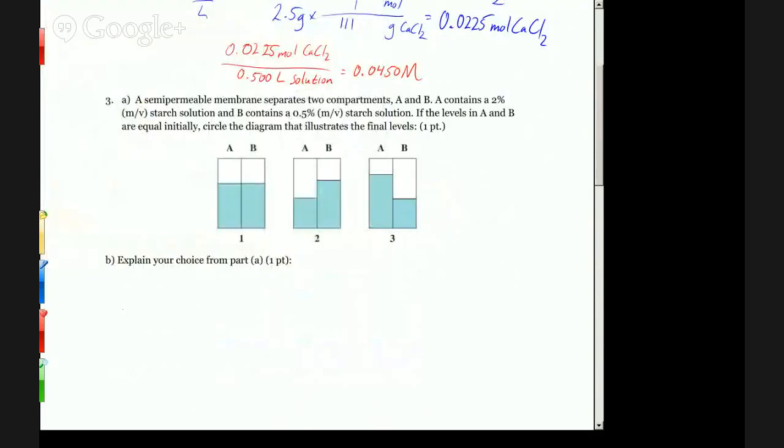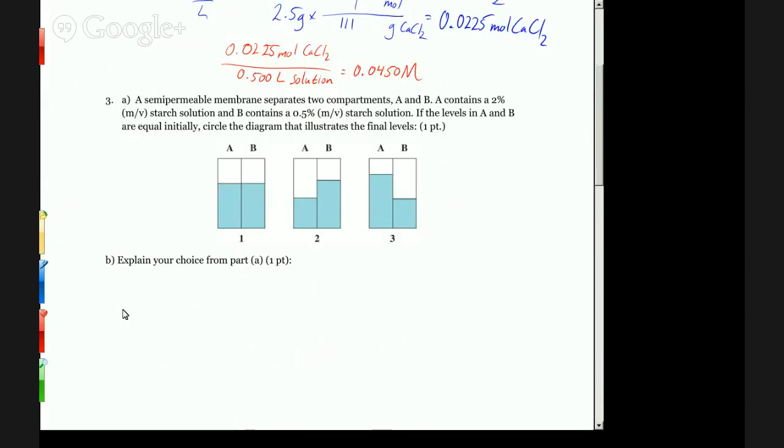All right. Then finally, looking at osmosis, a semi-permeable membrane separates two compartments, A and B. A contains a 2% starch solution. Why is it important that it's a starch solution? Because the starch won't go through the semi-permeable membrane. So we're only looking at the transfer of water.